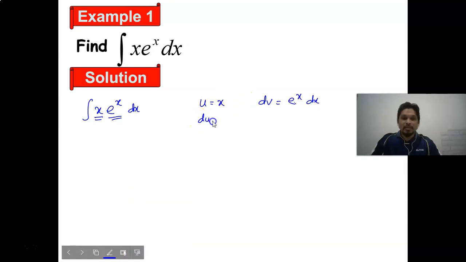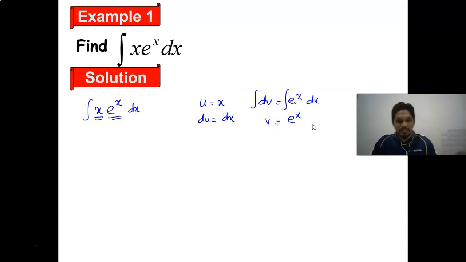Then du equal to the differentiation of u, differentiate x gives 1 dx, and for dv we integrate left and right, then v equal to e power x. Okay, so we have uv minus integral of v du. Let's substitute one by one, where u equal to x.